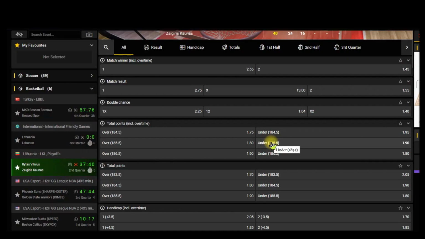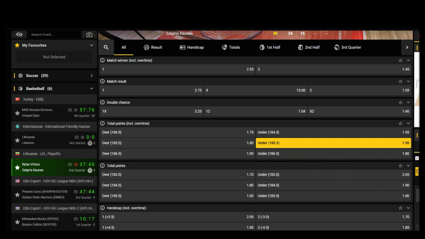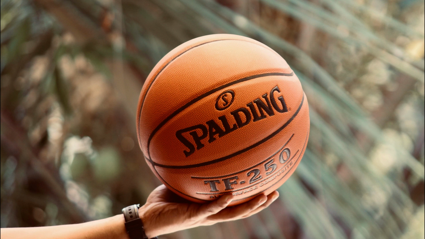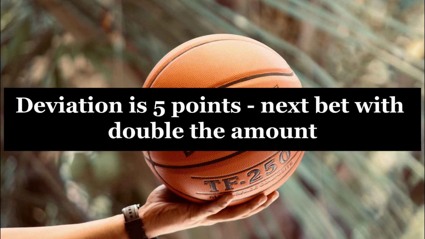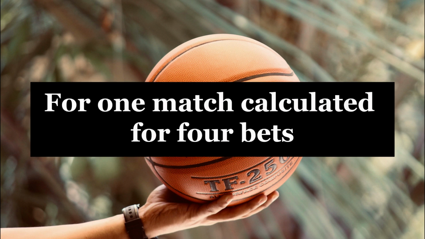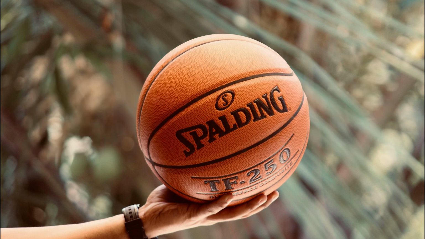However, since it is currently off-season and there are few matches, for example, we place a $25 bet on this match. Next, we monitor the game. If the deviation is 5 points against our bet, we place the next bet with double the amount. As mentioned earlier, the total funds for one match should be calculated for 4 bets. A loss will be considered when all 4 bets are lost.